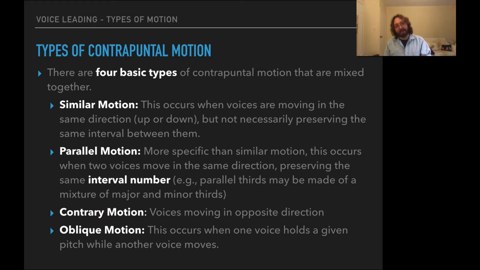So you heard in my left hand, there was this big pedal point, and the right hand just played some chords. That's oblique motion. Now, I always used to think when I was first learning about counterpoint that all counterpoint had to be contrary motion. And if it were, it would get boring real fast. Really interesting counterpoint is a mix of all of these, a mix of similar, parallel, contrary, and oblique motion.